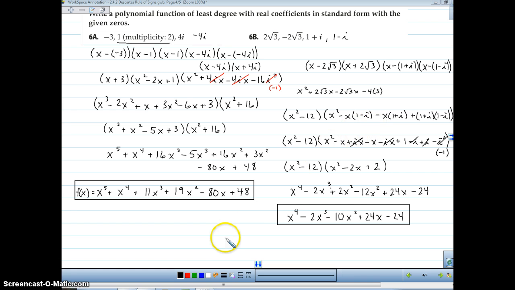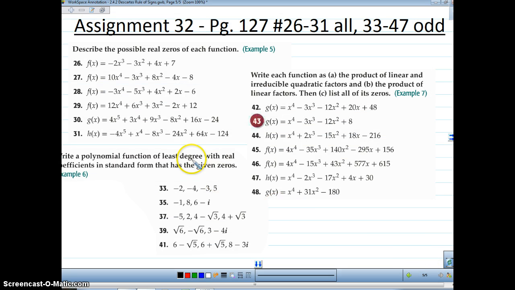Okay. We'll be going over this a little bit more tomorrow. Here are the classwork problems if you wanted to get a little bit of a head start on them. You're doing 26 through 31 all. You're just using Descartes' rule of signs on these. 33 through 47 odd. The 33 through 41 are like what we just did. You're given the zeros and you're to write the factors and then distribute.